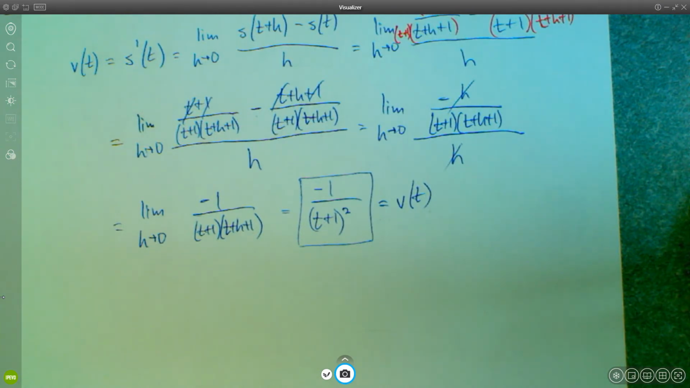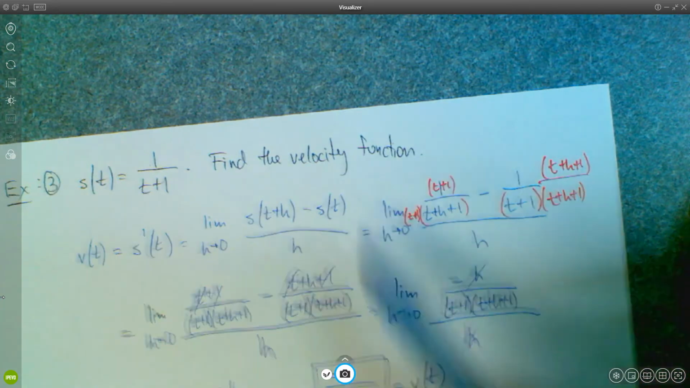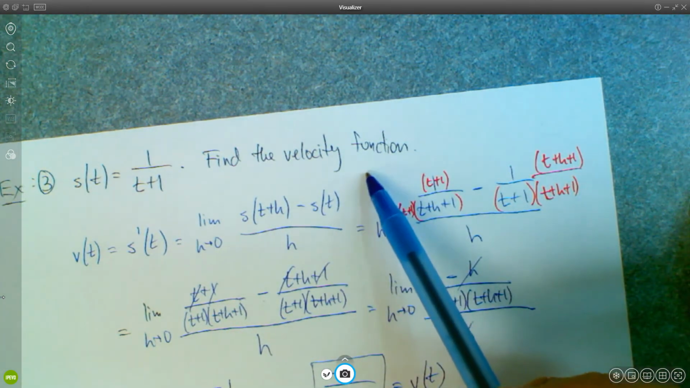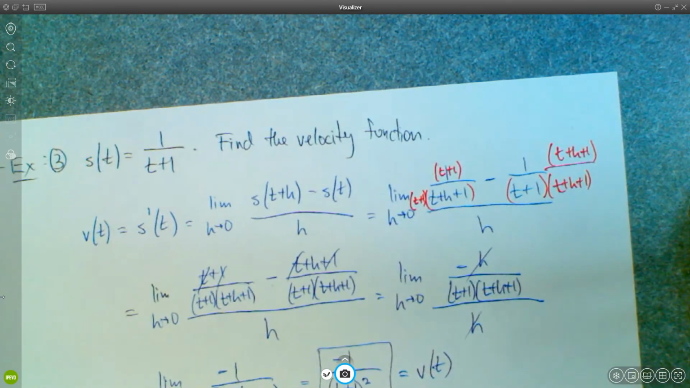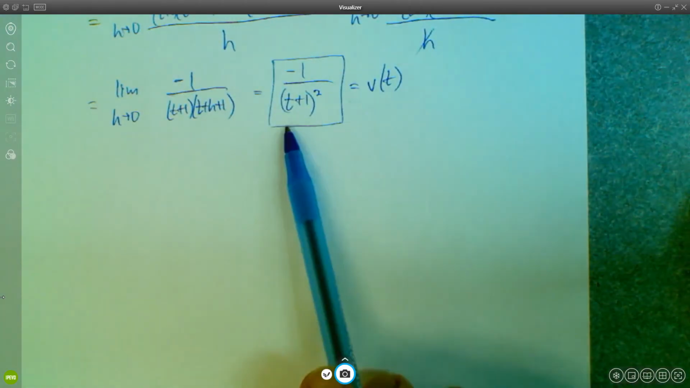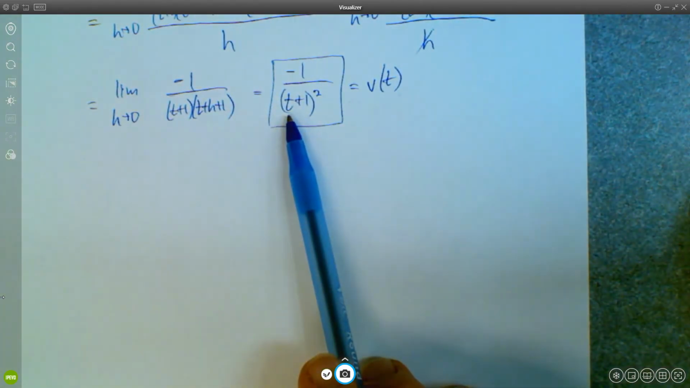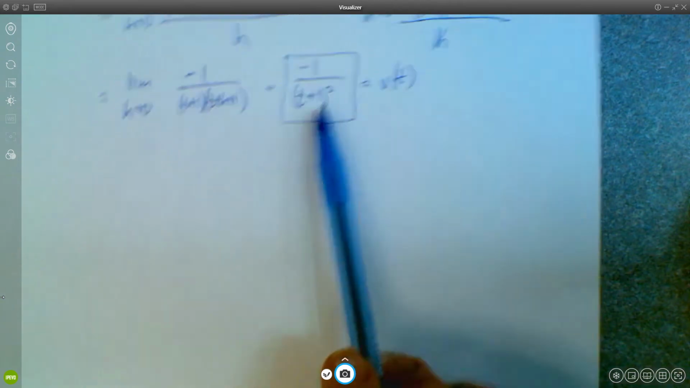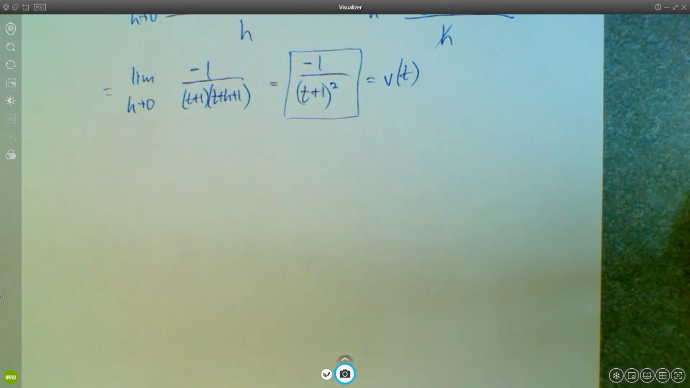So on this particular problem, if we wanted to know how fast the particle is moving at t equals half a second, we would just plug in 1/2 for t down here. And that would give us the velocity that it's moving at half a second.